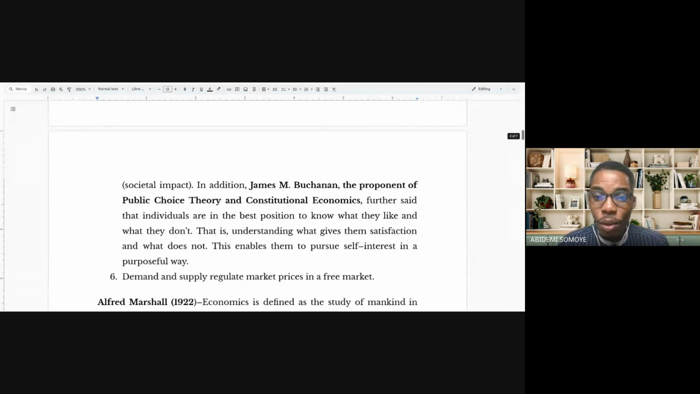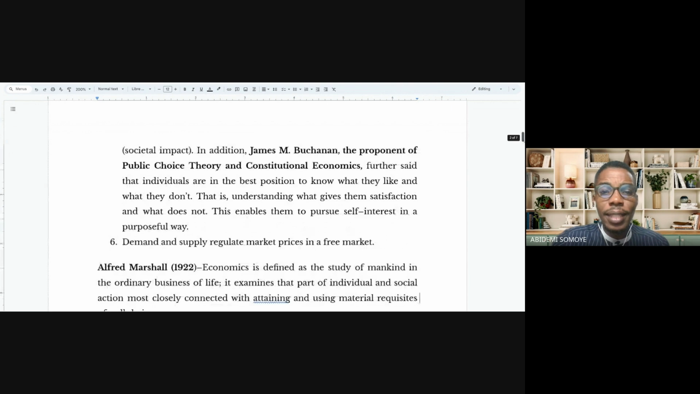That is, understanding what gives them satisfaction and what does not. This enables them to pursue self interest in a purposeful way. Okay? So basically, under Adam Smith, we talk about the self regulatory nature of the market system, which is driven by self interest. We should also translate to societal impact. Okay, so self interest does not simply mean, oh, you are doing things just for yourself. But self interest means that you're doing things for yourself, but it has a positive impact on the society.